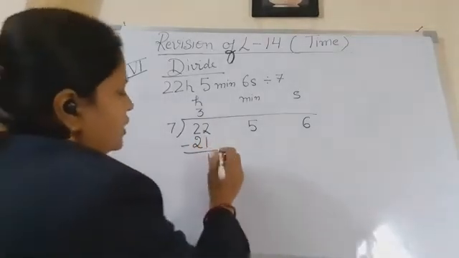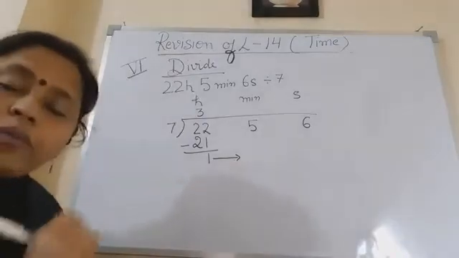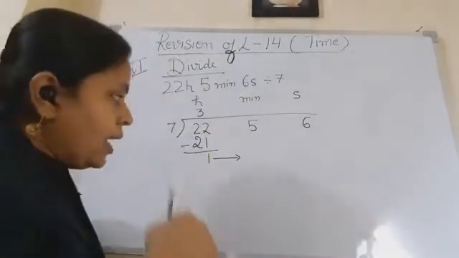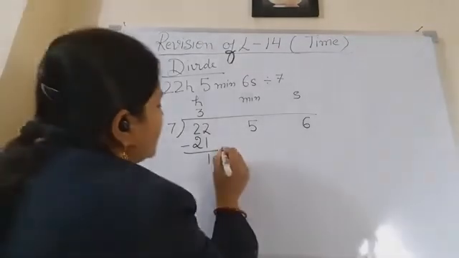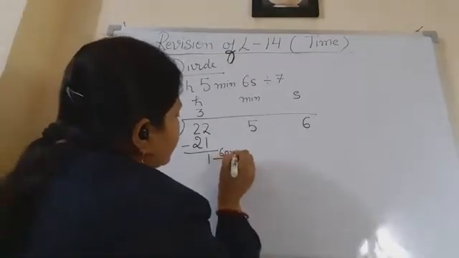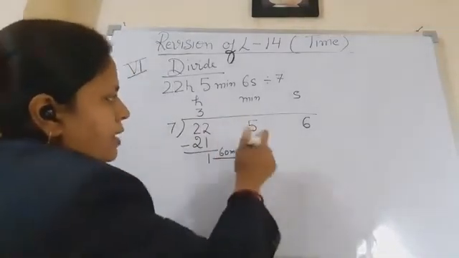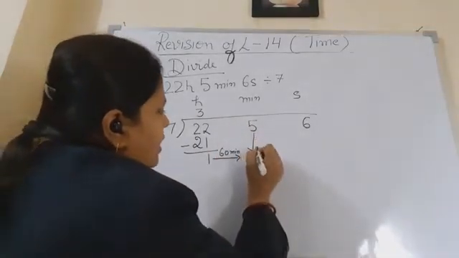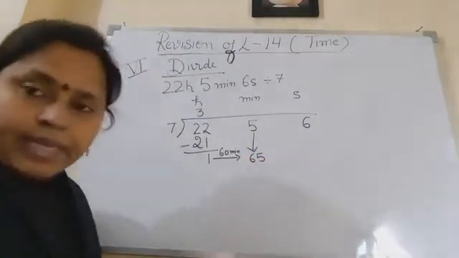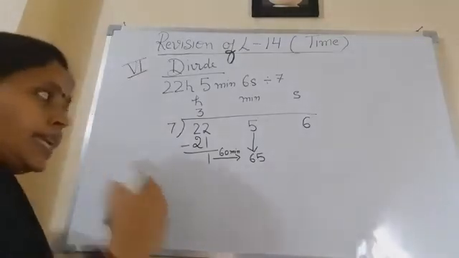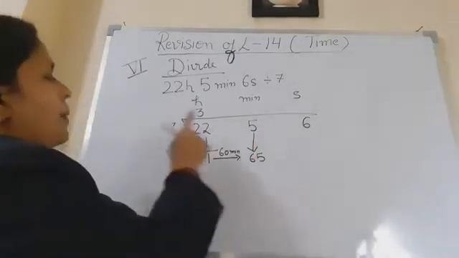And this hour will go to the minute column as minutes. So 1 hour is equal to how many minutes? 60 minutes. So it will go to the minute column as 60 minutes. And now what will we do? We will add 60 minutes and 5 minutes, and it will become 65 minutes. And now in the second step we are going to divide 65 minutes by 7.